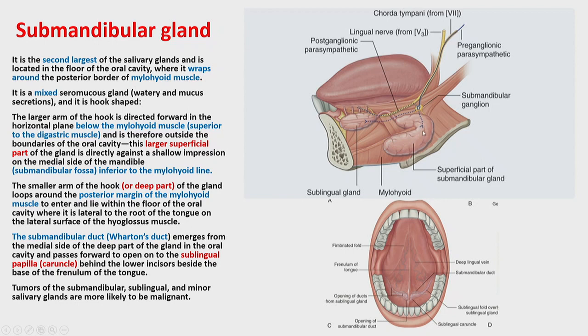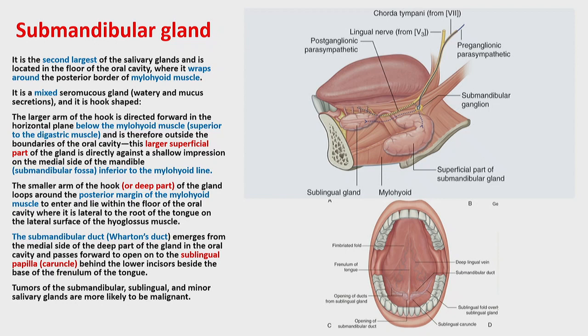But the submandibular gland has a hook shape which turns above the posterior margin of the mylohyoid muscle and goes to the sublingual region. From this sublingual region comes the duct, which passes toward the midline of the body, to what is called the sublingual caruncle, or sometimes sublingual papilla. And here is the orifice, the opening of the submandibular duct, which is called Wharton's duct as well.